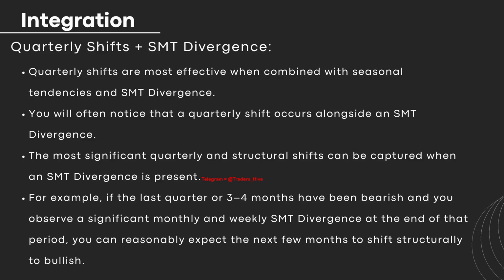For example, if the last 3 to 4 months have been bearish, and then right at the end of that time period, you see a major SMT divergence in price with a correlated asset, and also the key levels and seasonal tendencies are matching with each other as well, then the quarterly shift is highly likely, and price can transition into a different order flow, and you could expect the top or bottom to be formed with a great deal of accuracy.